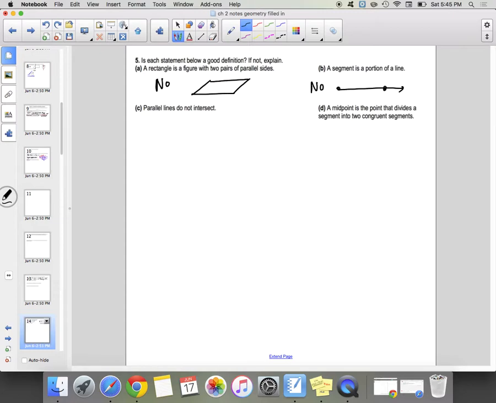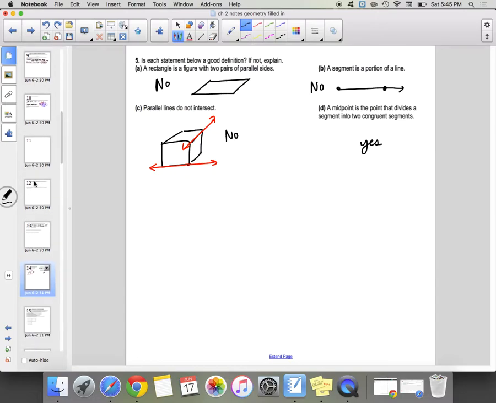Parallel lines do not intersect. Again, going back to the skew lines. Like maybe I have this line here, and then I have the line in the front. Those are not going to intersect. So this would still be no. And then the last one is the only one that's a good definition. So a midpoint is the point that divides a segment into two congruent segments. So this is yes. Because the point that divides a segment into two congruent segments is said to be a midpoint. It works backwards as well. Okay, let's stop there, and then we'll do 2.3 in another video.